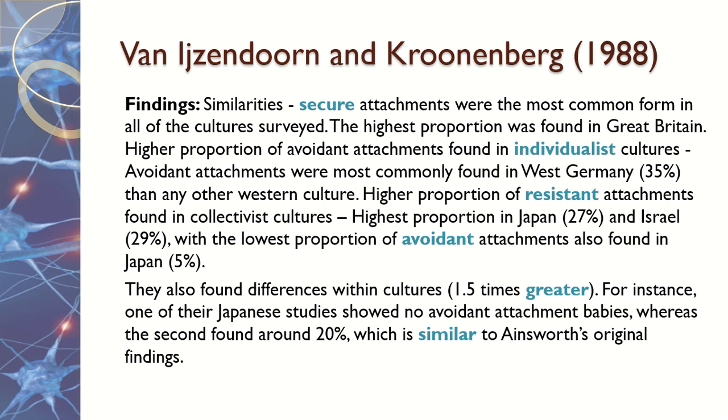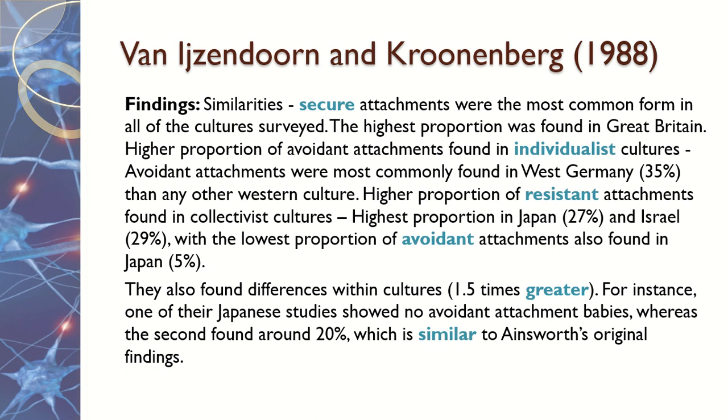So, the findings. They found similarities between all the cultures, in that all cultures had secure attachment as the highest proportion. So all cultures had secure attachment as the main attachment type in the country, although it did vary between what percentage that was. Great Britain was the highest percentage of secure attachment types.